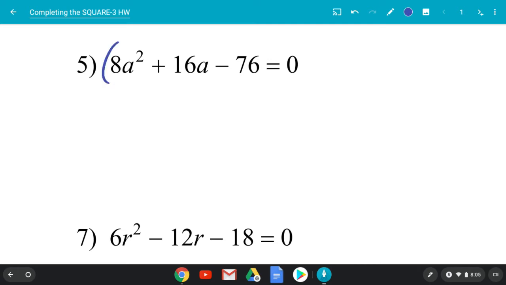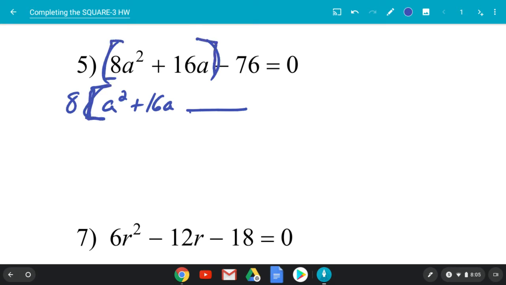Okay, so I'm going to factor it out of just those first two terms. To where I have 8 times a squared plus 16a. I'm going to make this one a bracket. That's what I started doing yesterday. Make it a bracket instead of parentheses so we can see the difference here. Minus 76 equals 0. I've got to have a parenthesis on the inside here.